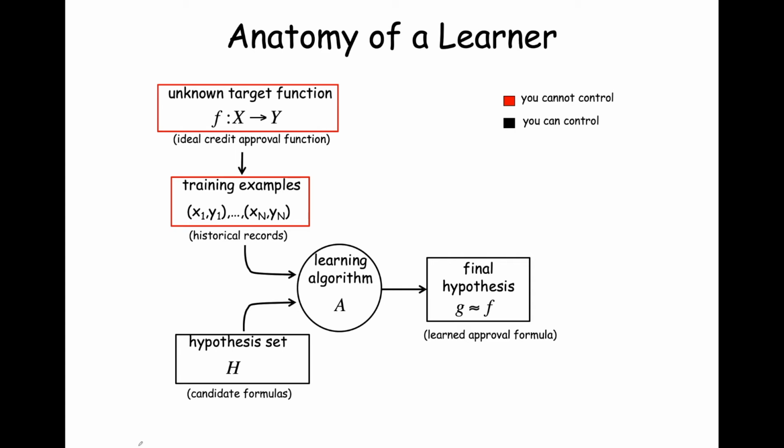And so this is the anatomy of a learner. We can consist of a number of parts. We have an unknown target function, and this unknown target function is going to input vectors describing our customers, and it's going to output one of these determinations: approval +1 or denial -1. And so floating out there is an ideal credit approval function, and we call that the unknown target function.